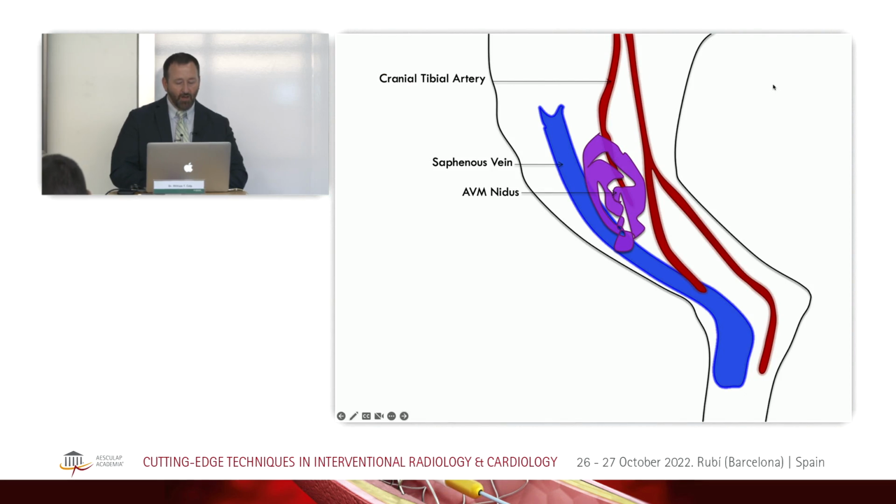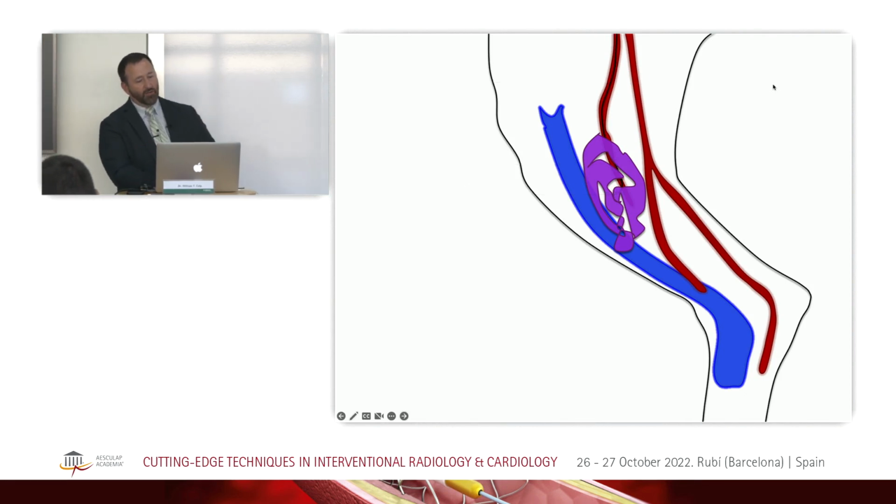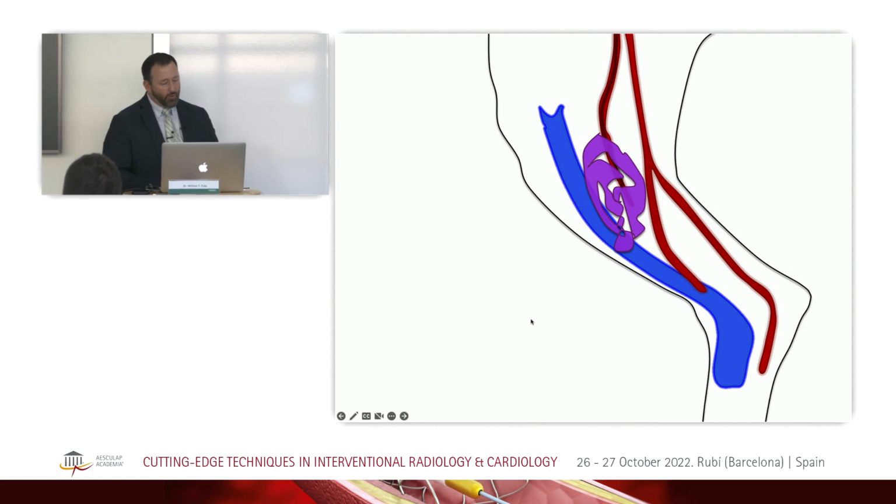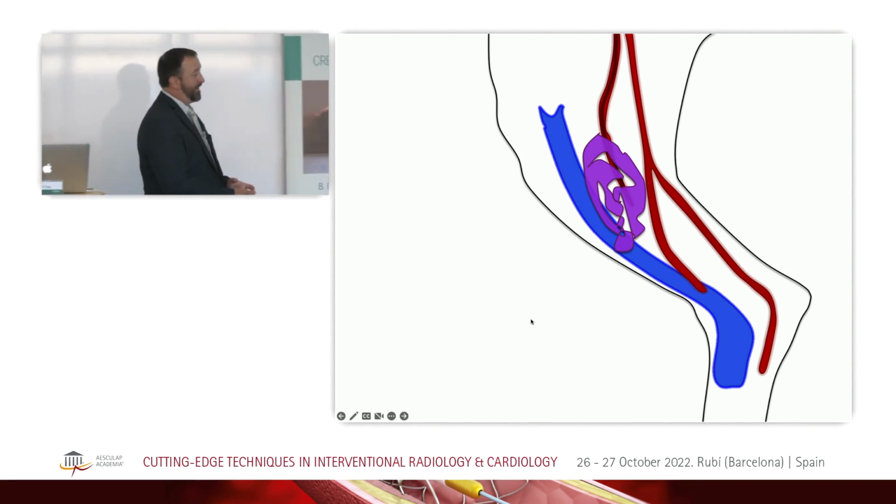All right, so we get our wire and our catheter down our cranial tibial artery, and so we can do another direct angio there if we need to. That's pretty much the study we just got. And then our goal is basically to get as deep into this nidus as you can. And so you usually can't get across a nidus and then out into the venous system.